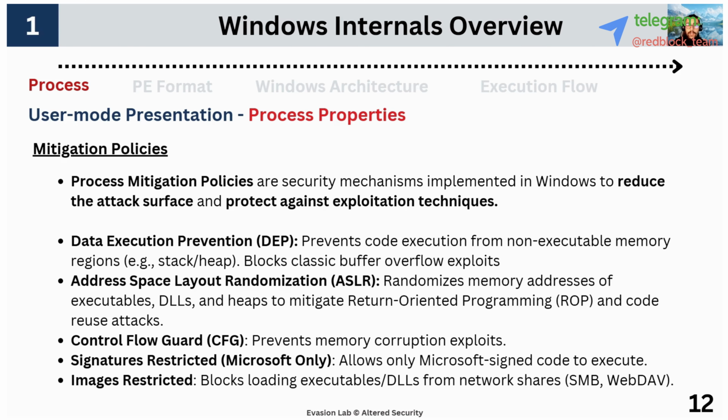The next mitigation policy is signature restricted, Microsoft only. It restricts code execution to Microsoft signed binaries only. This means that any executable or DLL that is not signed by Microsoft will not run, blocking unauthorized or malicious code from executing. And the next mitigation policy is image restrictions. It blocks the loading of executables and DLLs from network shares such as SMB and WebDAV. This prevents attackers from executing code remotely by leveraging network resources.